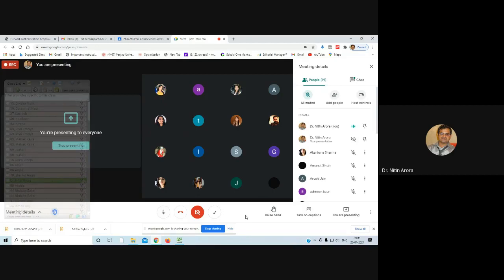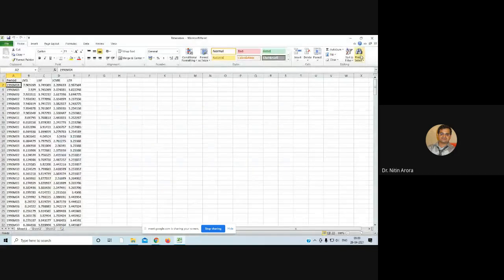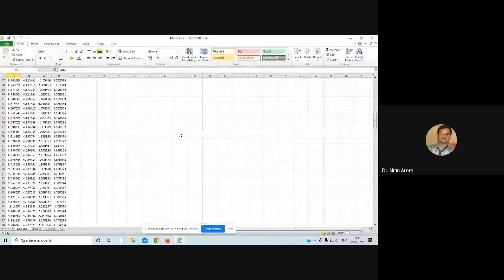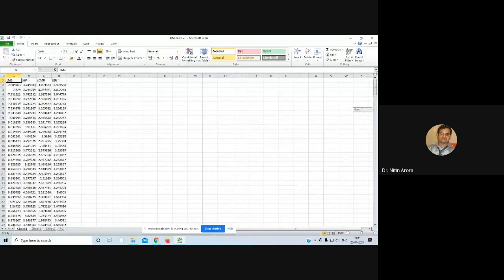So I have shared with you the data file, which is named time series 1.xls. This file has four variables. LM3 is the log of money supply. LIIP is the natural log of the IIP series. LCMR is the natural log of call money rate, which is an indicator of interest rate. LER is the log of exchange rate.